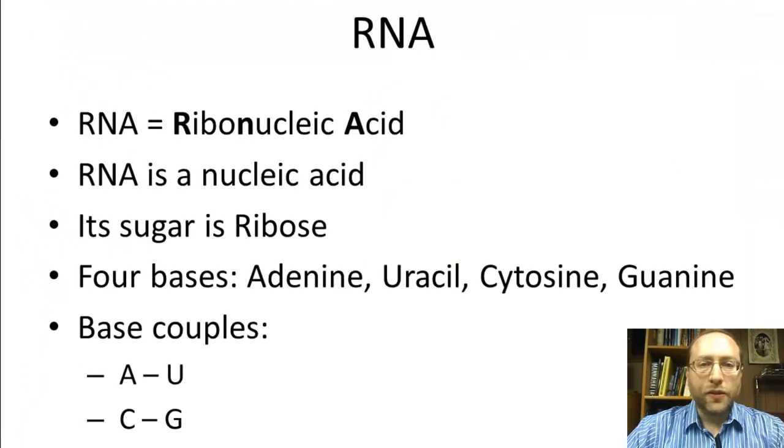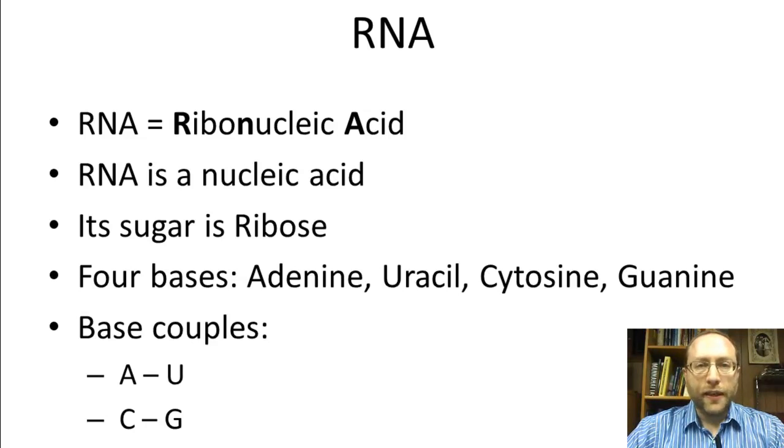Now, RNA is another nucleic acid. RNA stands for ribonucleic acid. There are some structural differences between DNA and RNA. DNA has a sugar, and so does RNA. Both of them are made of nucleotides, which are a sugar, a phosphate, and a base. In DNA, the sugar is deoxyribose, and in RNA, the sugar is ribose. The difference between the two is just one oxygen atom, and that can make all the difference.